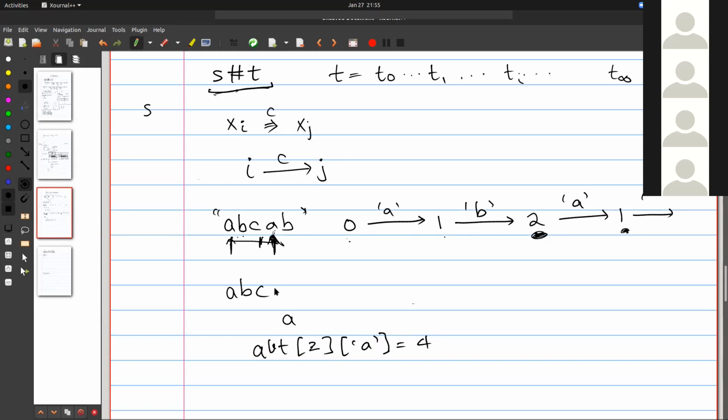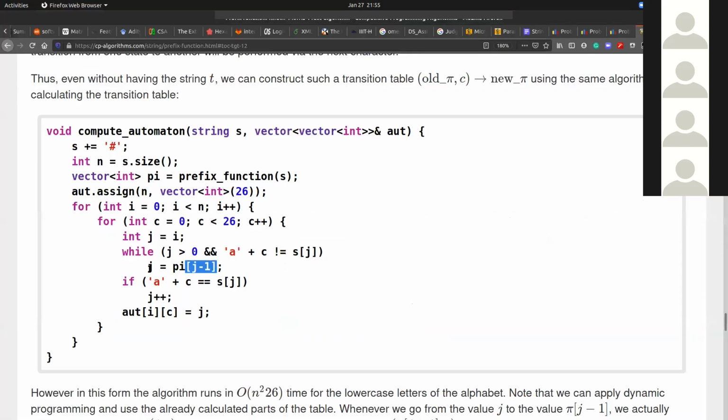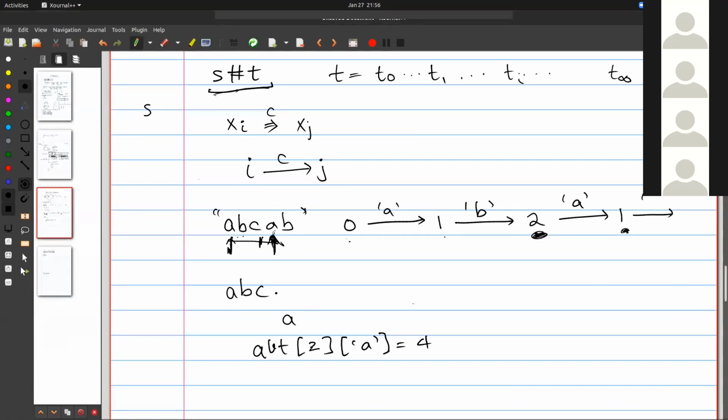However, if it does not match, what I have to do is I keep on reducing my number of characters matched. So remember that our pi of j minus 1 means the LPS here. LPS of j minus 1 represents the next largest number of characters in my substring which matched both in the prefix and the suffix. So j equal to this just reduces the number of times we are calculating. So it's just like in the LPS array creation.